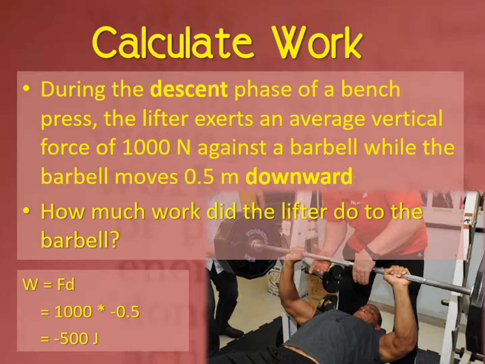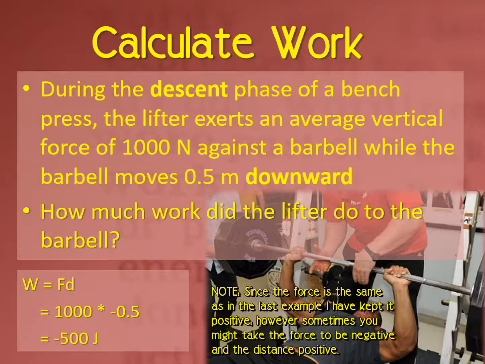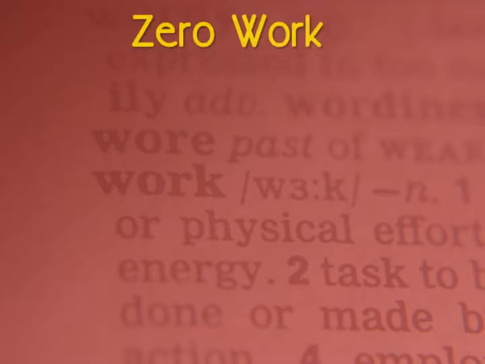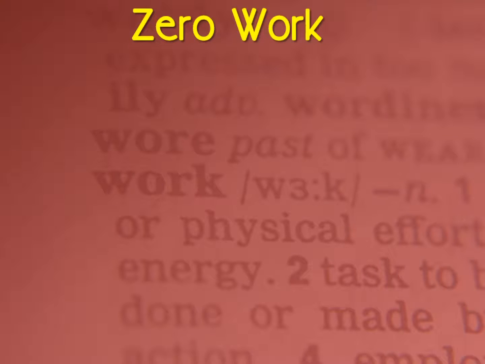In fact, work is force times distance, which means it's 1000 newtons pushing upwards times minus 0.5 meters moving downwards. So you have 1000 times minus 0.5. So the lifter does negative 500 joules of work in this case. It's also possible, of course, to do zero work.